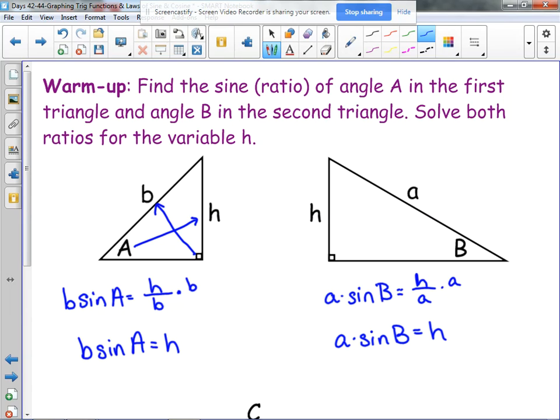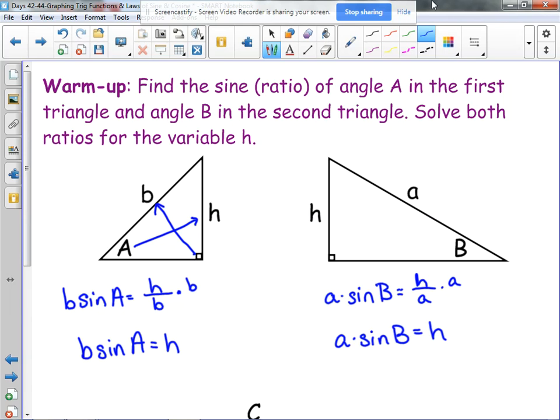Now, what I'm doing here is I am building the law of sines. And I'll explain what it is here in a minute. But it's not coincidental that these two triangles that I've drawn have the same height. Okay, that is done on purpose.